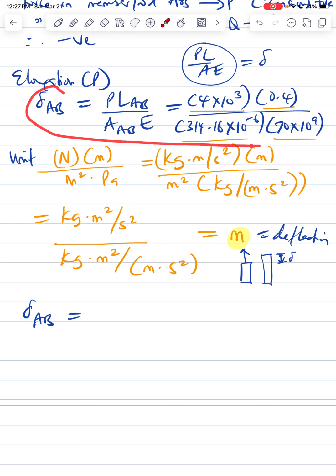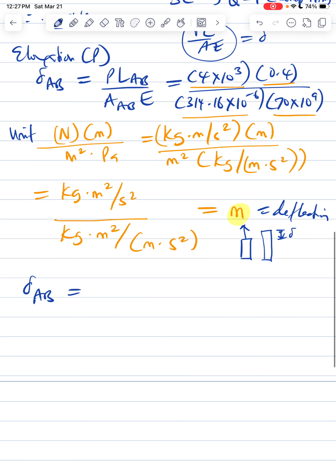So if you compute this, we expect it to be 72.756 times 10 raised to the power minus 6 meters. And that is the deflection for the entire AB, right? That's the deflection of the entire AB.